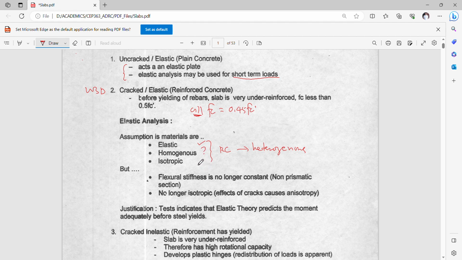And when we say isotropic, homogeneity and isotropy are properties that go hand in hand. If it is non-homogeneous, then you can also say that it's not isotropic. But these assumptions are just made to simplify our computation later. So the flexural stiffness is no longer constant, which makes it non-prismatic and no longer isotropic because of the effect of cracks. The isotropic property is also a big question.